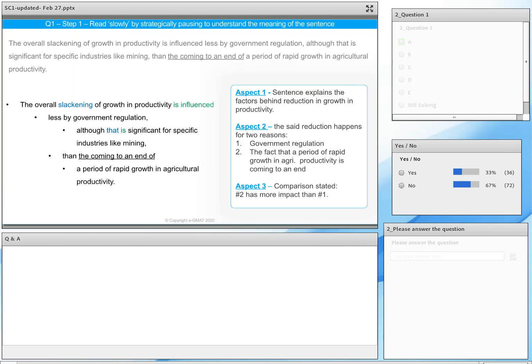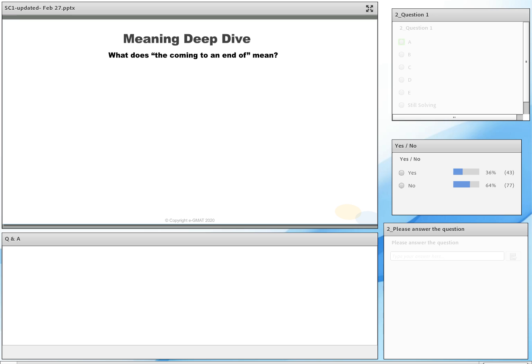All right, now I want you to think about a key piece here, because our accuracy on this sentence isn't as great. We only had about 25% accuracy on this sentence. So I'm going to see if we can get our accuracy rate up a little bit here. So I want you to think about something. I want to do a meaning deep dive. So let me pull up a new poll here.